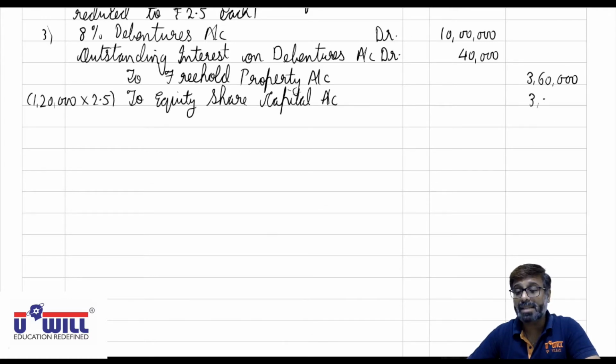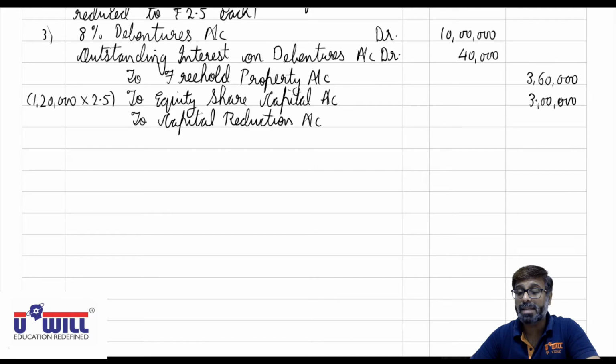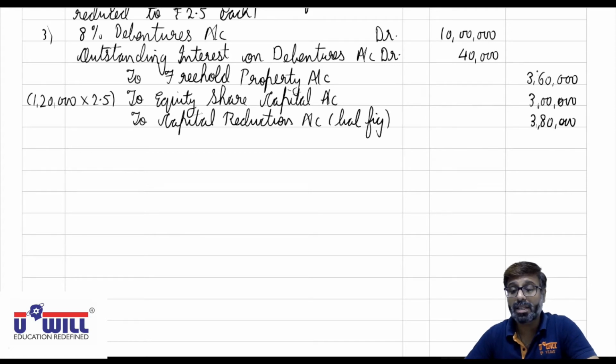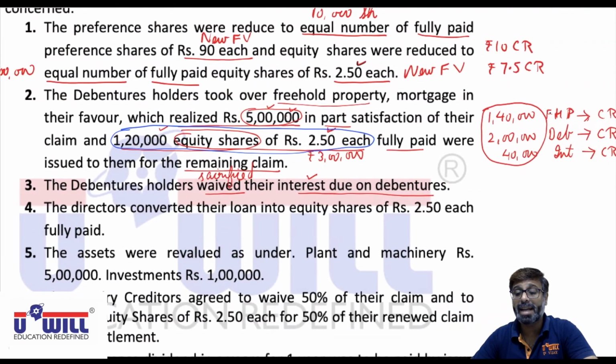Now whatever balancing figure remains, you transfer to capital reduction account. So to capital reduction account, 10,40,000 minus 6,60,000. That will come to 3,80,000. See, I already gave you the detail of 3,80,000 here.